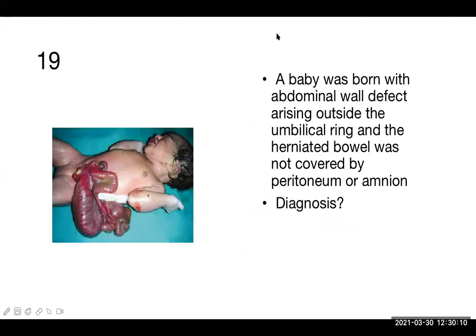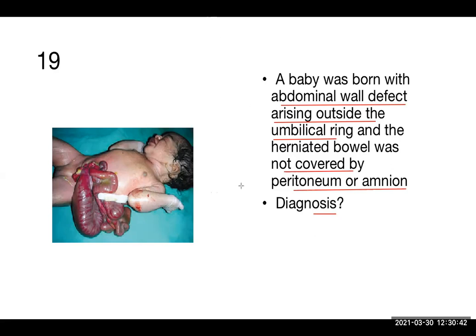Now another case, please look on your screen. A baby was born with an abdominal wall defect arising outside the umbilical ring, and the herniated bowel was not covered by peritoneum or any amnion. Exactly, you can see like this. So what is the diagnosis? What type of congenital abnormality is this?